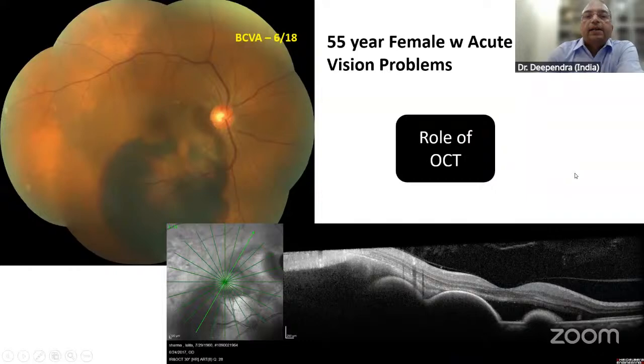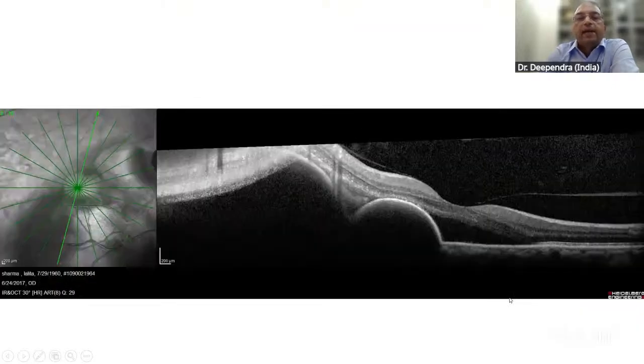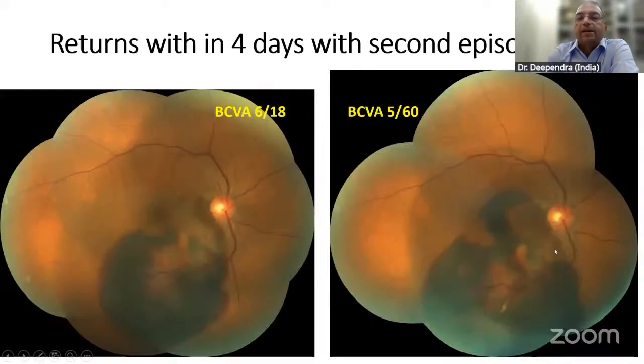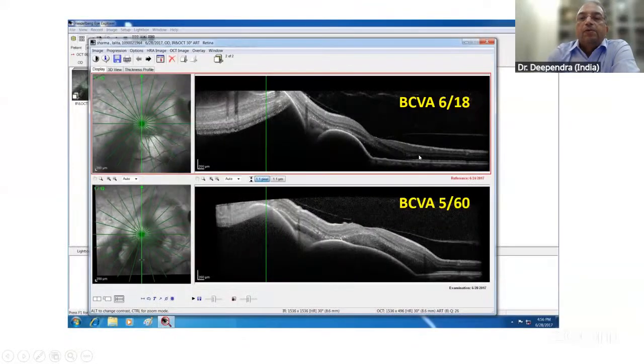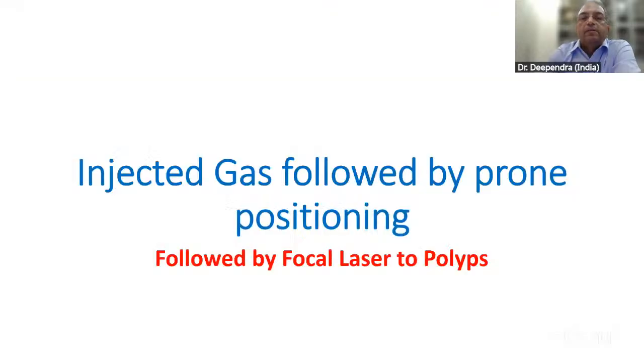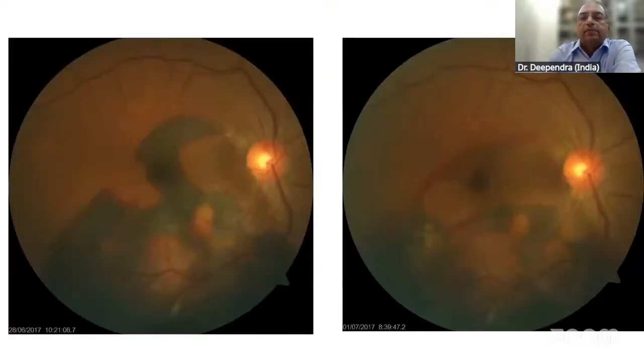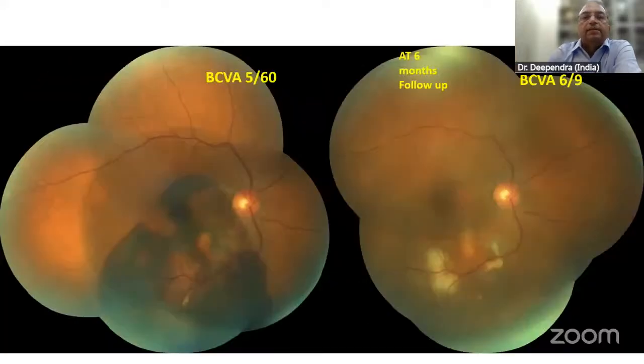This case, again, is a very interesting case: PCV with subretinal hemorrhage, not involving fovea. You can see only serous fluid at fovea. We were planning ICG, and then the lady comes back with another round of bleeding within a week. You can see this fresh blood coming from the polyp. And now you can see the difference between subretinal serous fluid and subretinal heme. That was the time when we injected gas and shifted the blood, and then treated the polyp with laser.